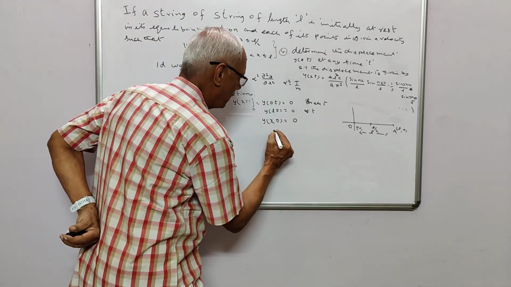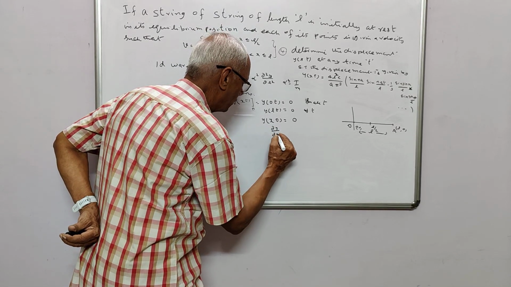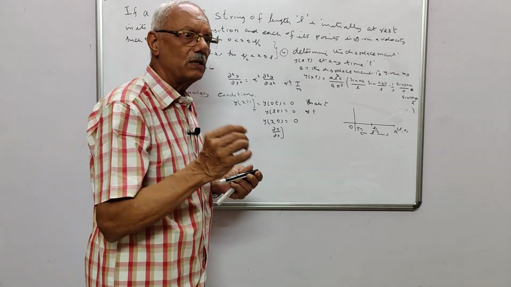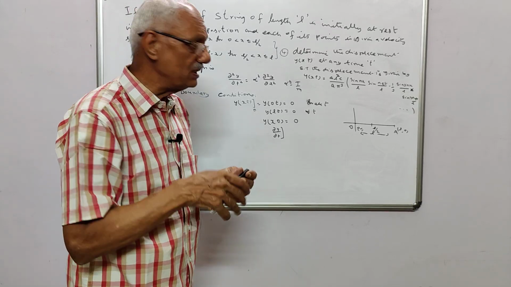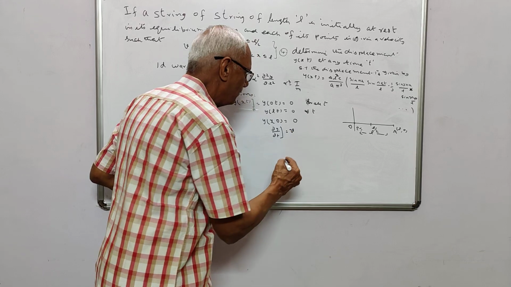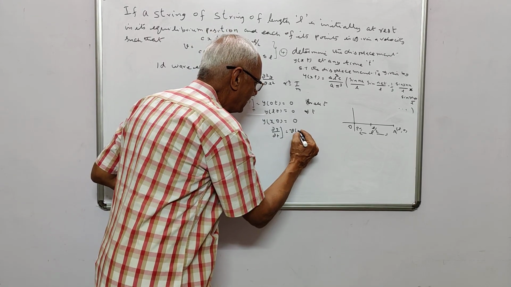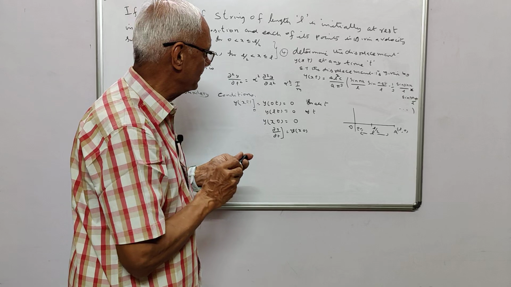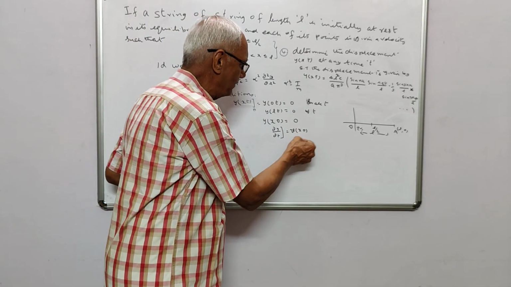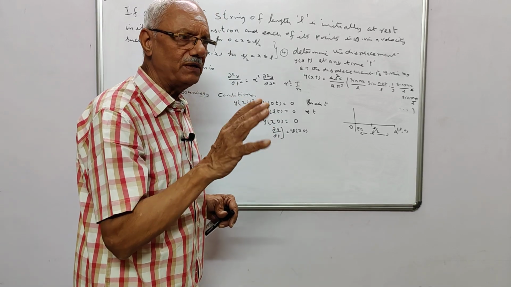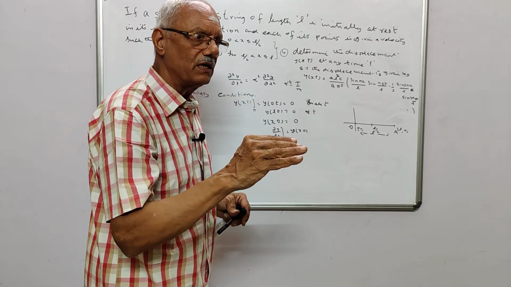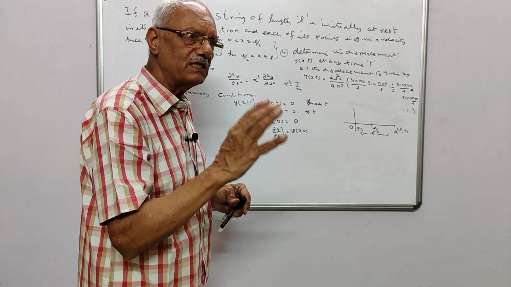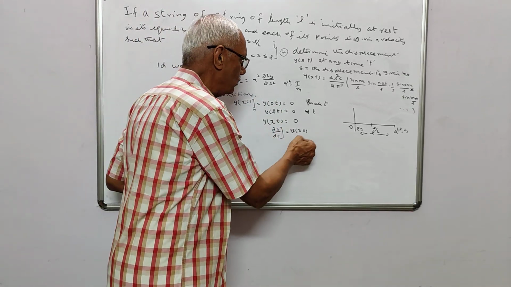Then I will talk about what is called your dou y by dou t. You know what is the meaning of this? Dou y by dou t is nothing but your velocity, the velocity at time 0. The velocity at time t is dou y by dou t at time t. That means the string is given a force to vibrate. There is an acceleration given so that it starts jumping up and down, and that is called your velocity.